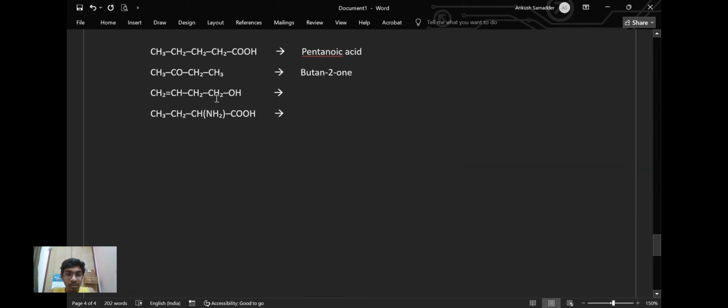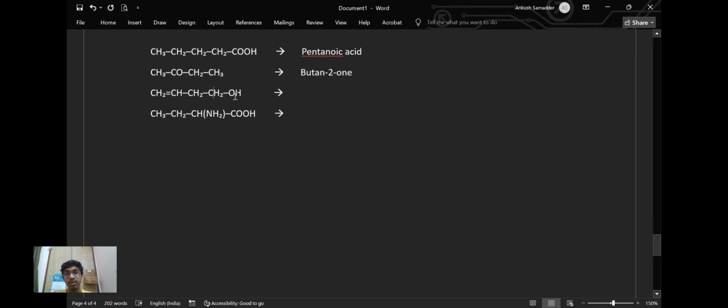Let me tell you before writing it from which side we will count. This alcohol is at the right side, so we'll count from the right side, because this alcohol will get the lowest number possible: 1, 2, 3, 4. If you count from left to right, 1, 2, 3, 4, this alcohol is at the fourth number.